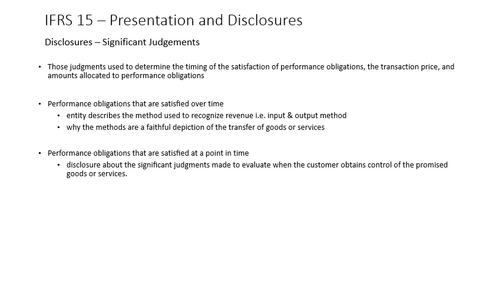For performance obligations that are satisfied over time, an entity describes the method used to recognize revenue. That is, a description of the output or input method and how those methods are applied and why the methods are a faithful depiction of the transfer of goods or services. For performance obligations that are satisfied at a point in time, the new standard requires disclosure about the significant judgments made to evaluate when the customer obtains control of the promised goods or services.